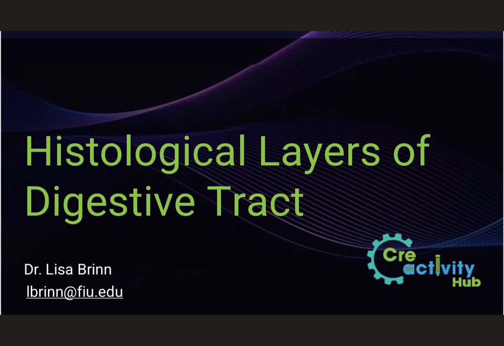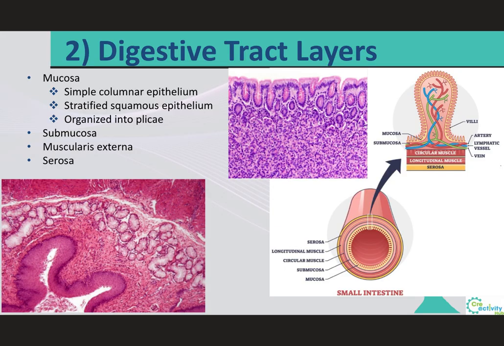Hi everyone. As we move along the digestive tract, we first need to talk about the histological layers that we find in the digestive tract. The digestive tract is going to be formed by four major layers, which will include the mucosa, the submucosa, the muscularis externa, and the serosa.